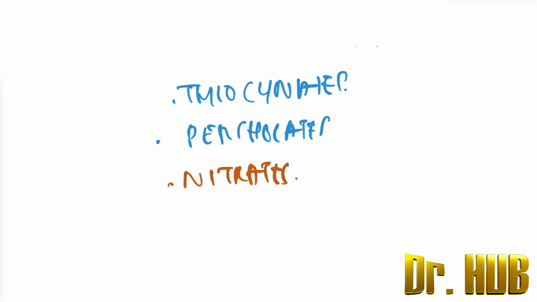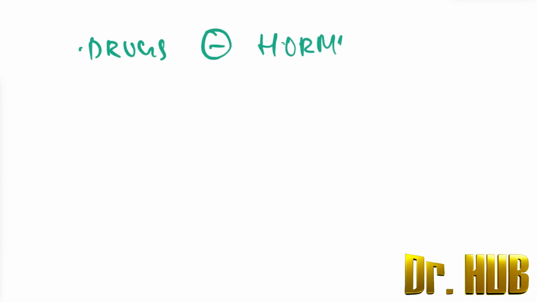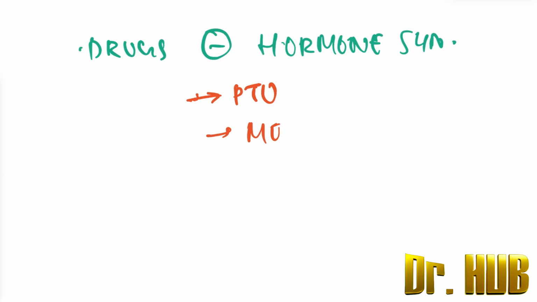Next, let's move on to the drugs inhibiting the hormone synthesis. What are the drugs which inhibit the hormone synthesis? This is nothing but the propylthiouracil, we are writing it as PTU, methimazole, as well as carbimazole.